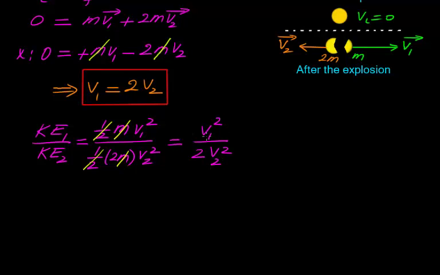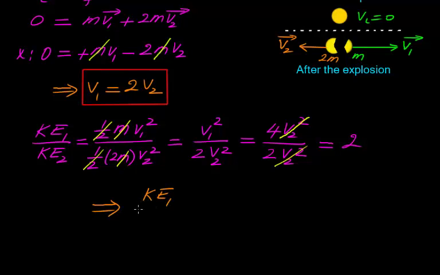Now let's substitute v1 by the expression that we have derived earlier, which is 2 times v2. When you square that quantity, it becomes 4 times v2 squared divided by 2 times v2 squared. The v2 squared terms are going to cancel each other out, and the result is 4 divided by 2, which is equal to 2. Therefore, the ratio between the kinetic energies, the kinetic energy of the smaller one over the kinetic energy of the larger piece, is going to equal 2.